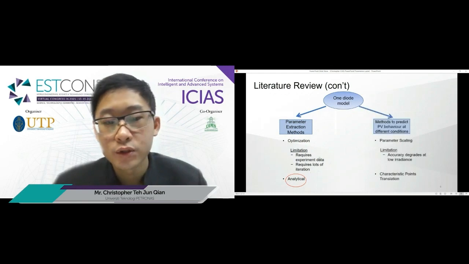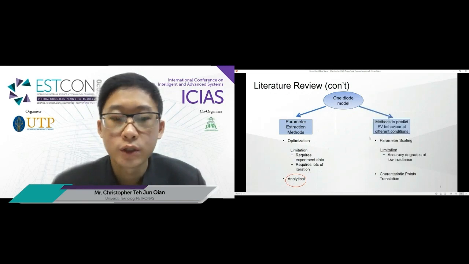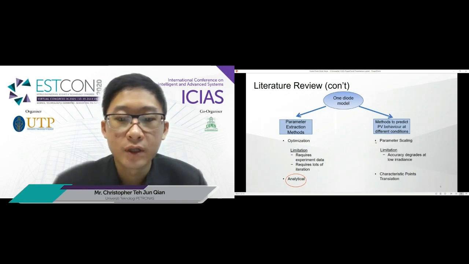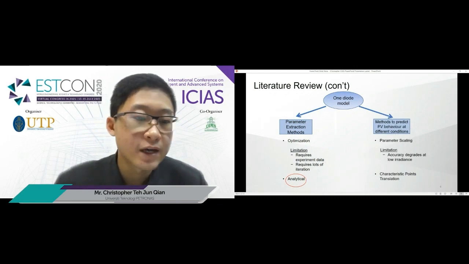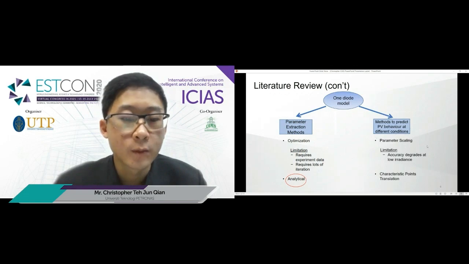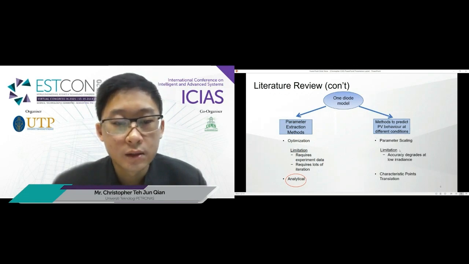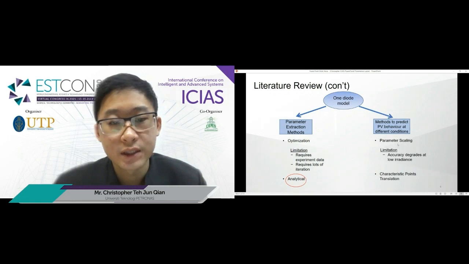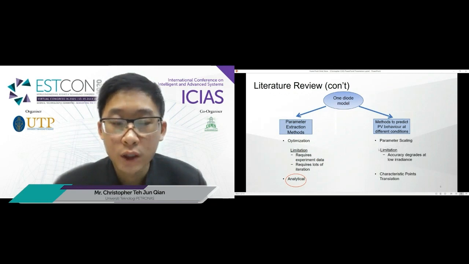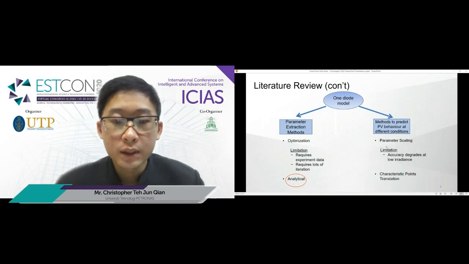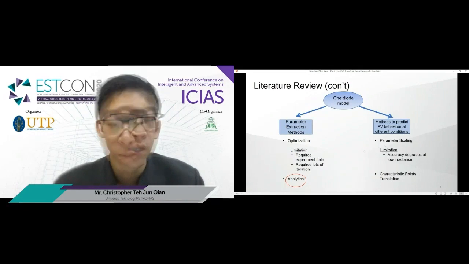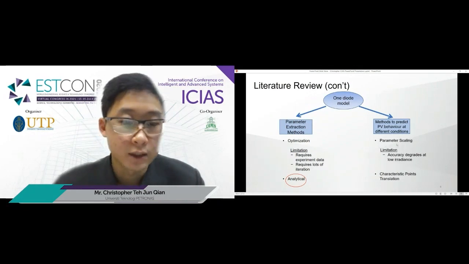PV will also be used at different operating conditions. Therefore, we need a method to predict the PV behavior at different operating conditions. There are 2 methods to do this. The first one is parameter scaling, whose job is to scale the 5 parameters of the one diode model to other operating conditions. However, this method shows that the accuracy of the parameter scaling will decrease at low irradiance levels.